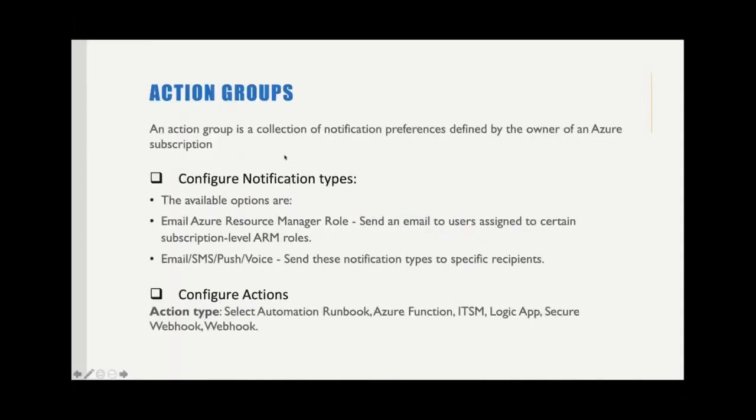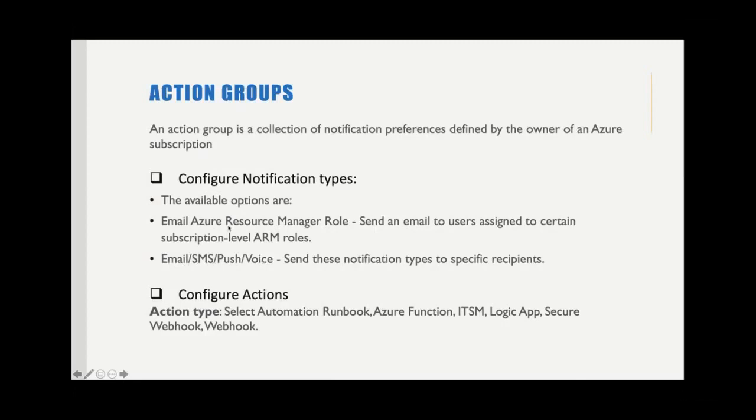As I mentioned earlier, an action group is nothing but a collection of notification preferences. There are various types of notification preferences like email, SMS, push, voice. This is one of the important concepts from the examination point of view. We can expect at least one question on these notification types. So please remember these notification types available in Azure Monitor.